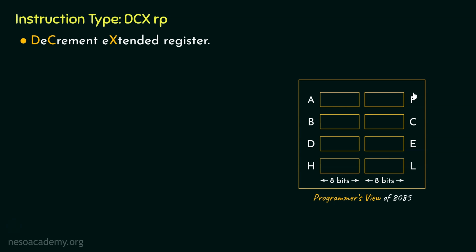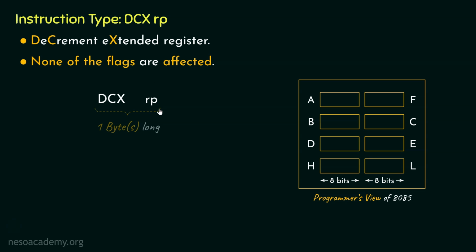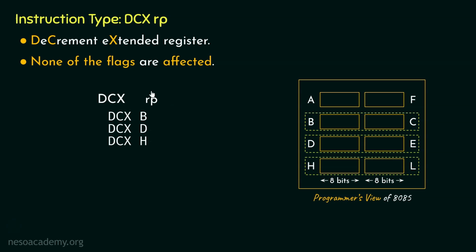So here also we are talking about the register pairs, and similar to INXRP, execution of this instruction will affect none of the flags. Now the instruction type DCXRP also falls under the category of 1 byte long instructions. It operates on the register pairs BC, DE and HL, and these are the different instructions of this type. These instructions will perform just the opposite of the previous instruction, that is INXRP. Let me show you the working of this using the instruction DCXH.